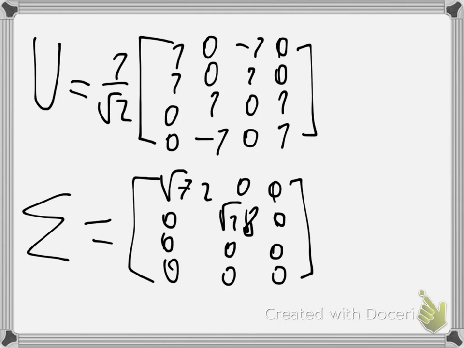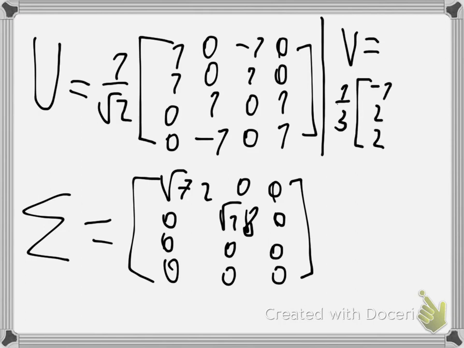And our matrix V will be equal to 1/3, negative 1, 2, 2, 2, 2, negative 1, 2, negative 1, 2.